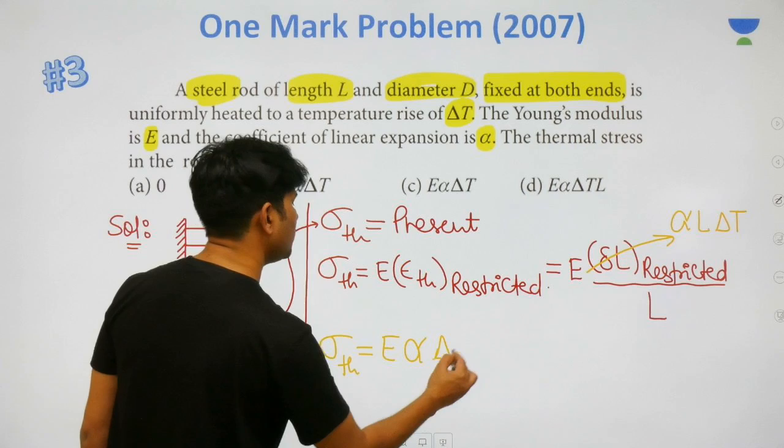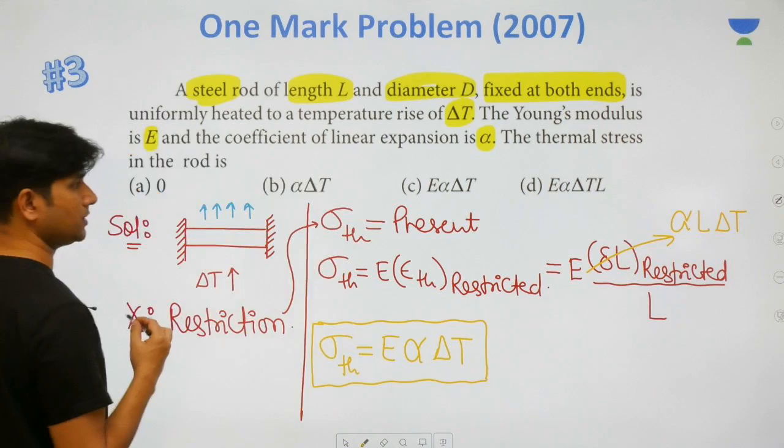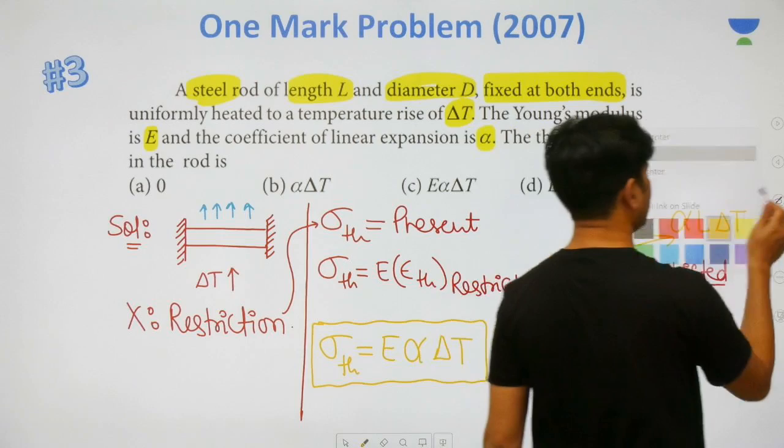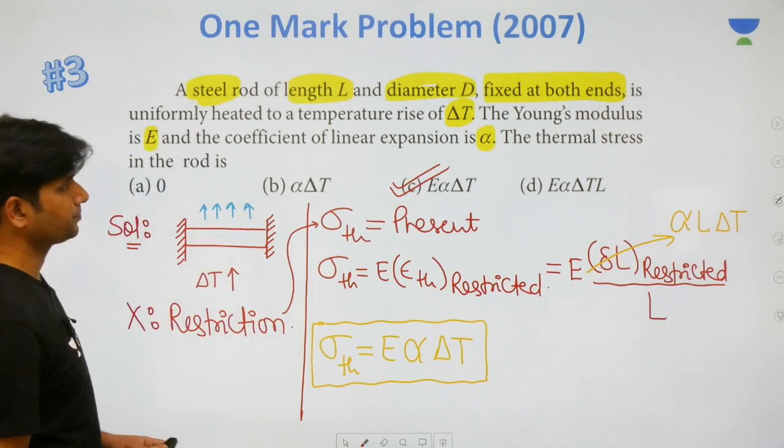We get thermal stress value simply as E alpha delta T. So you see which option is correct. We have the third option as the correct one. So this is a very simple problem, and you can solve thermal stress problems like this.